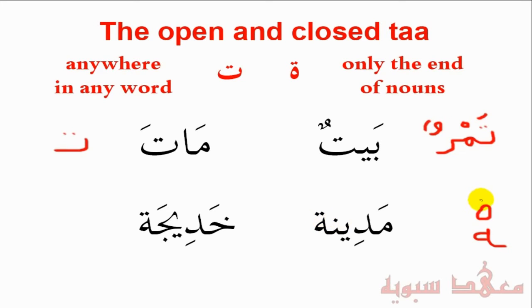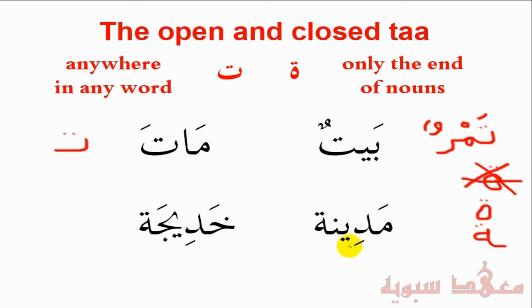So they're both ta marbotas now. Now the ha also has the medial form. If you remember the medial form, which is that. Now we said that the ta marbota can never be in the middle of a word. It's always at the end. So this, you won't find a ta marbota like that. That doesn't occur.